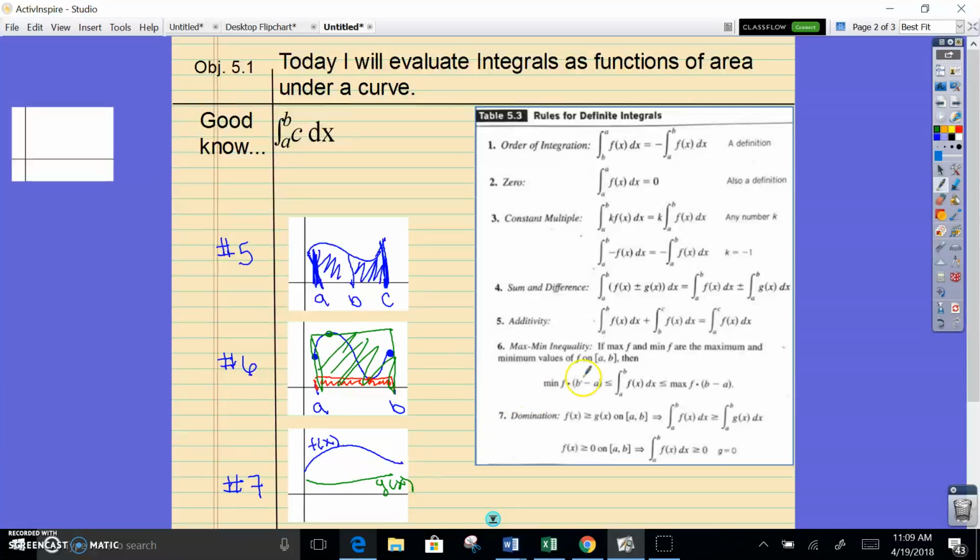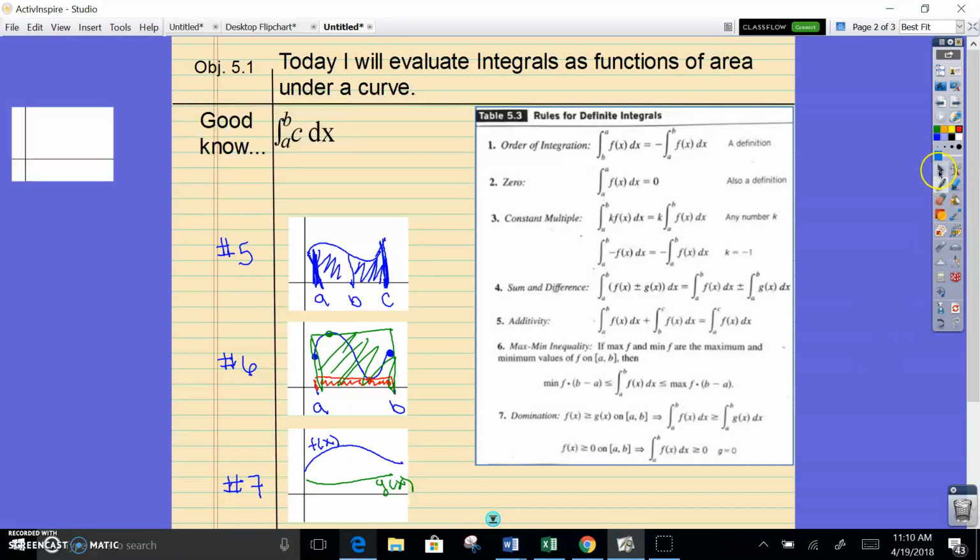So this property is basically telling you that your real answer is between this red rectangle and this green rectangle. It doesn't really tell you what it is, it just tells you the answer is in between. And the last one is very intuitive. It says that if you have a function f that is bigger than another function g, meaning it has higher y values, then the integral of the higher function is always going to be bigger than the integral of the lower function. And that's basically the properties.